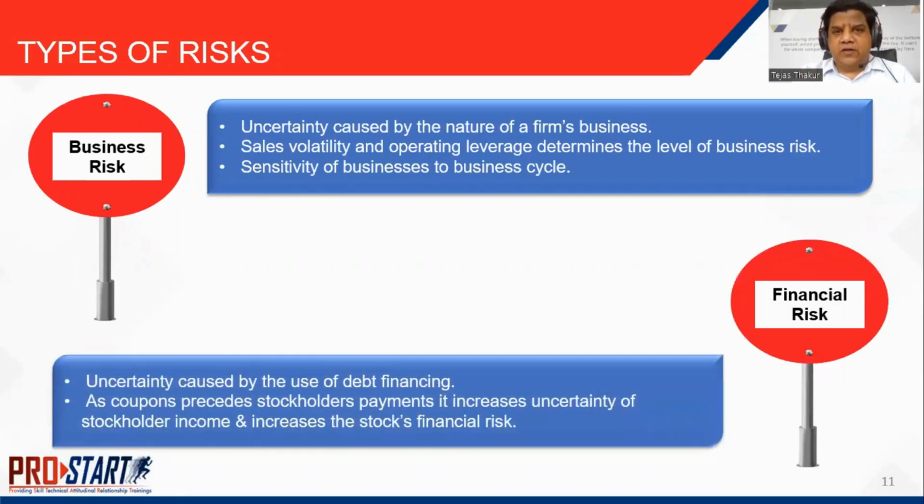Next is financial risk. So how do you finance your company? Do you go for equity? Do you go for loans? Or do you go for debt? These are the broad three ways in which anybody can finance the company: equity, debt, and loans. Now, if you're using debt financing, what happens? The coupons will have to be paid, the principal amount has to be paid. So all of these precede the stockholder payments. That is, they are done before you pay to the stockholders. So this directly impacts the stockholders' income and adds up to the financial risk for the organization. Okay.